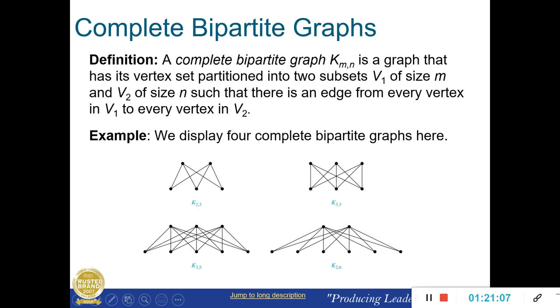So this is a complete bipartite graph, K_m,n. So we have K_2,3, two vertices in group 1 and 3 vertices in group 2. You connect each of them to each other. This is what we call a complete bipartite graph. So this one is K_3,3. This is group 1, and this is group number 2. So no edges between the same group, and so on.